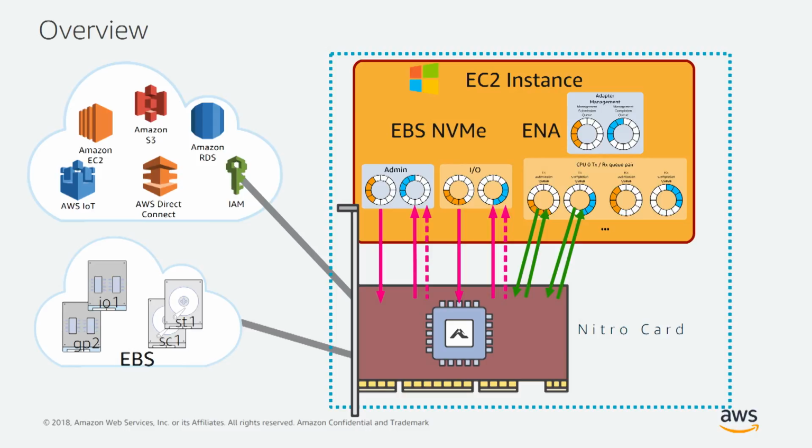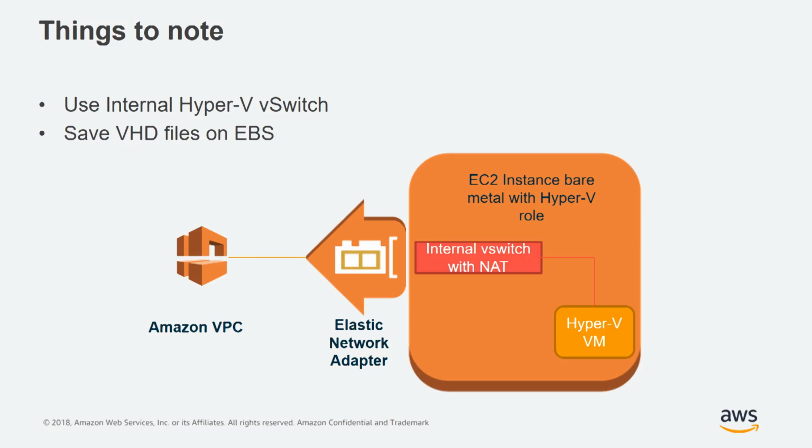But how does Windows access storage and network? For network, Windows uses the ENA driver, which allows the instance to have network connectivity to all other AWS resources and the internet. For storage, Windows uses the NVMe driver, which allows it to connect to both EBS and local storage.